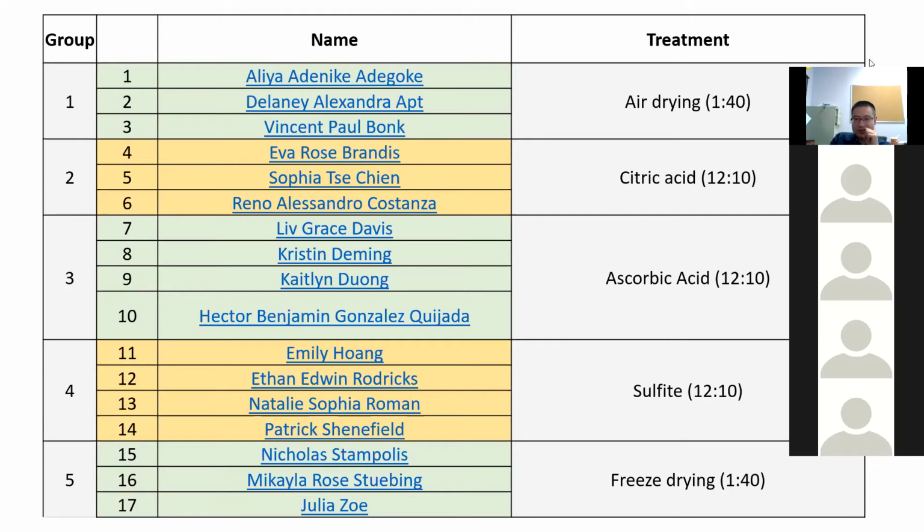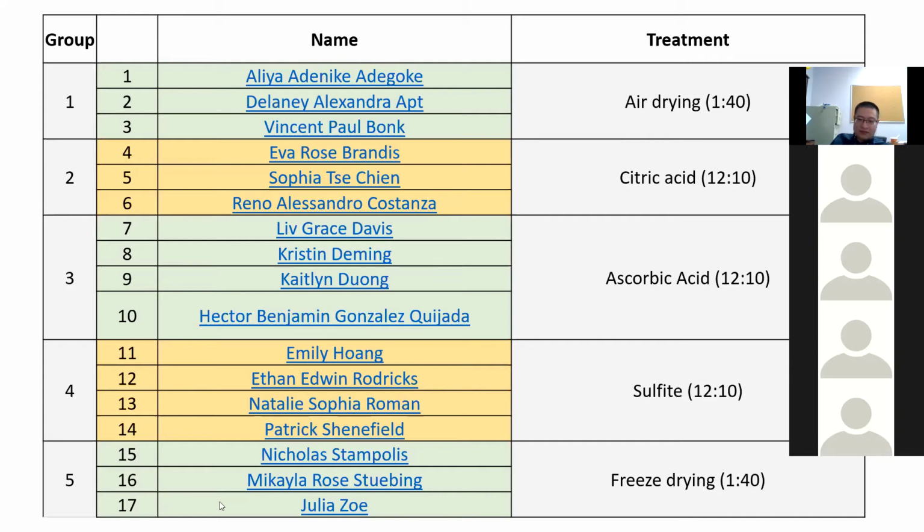And we'll start with groups 2, 3, and 4. You guys will do pre-treated air drying. Basically, you will cut and peel the apple and use citric acid, ascorbic acid, and sulfite to pre-treat them. And afterwards, we'll air dry them. So it's called pre-treated air drying. Group 1 will work on direct air drying without any treatment, so it's like a control.